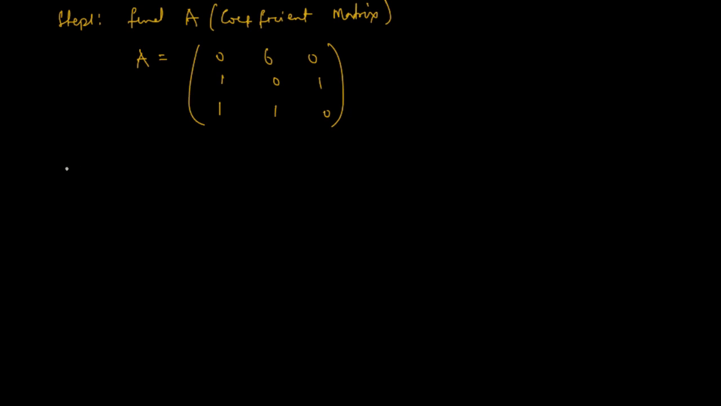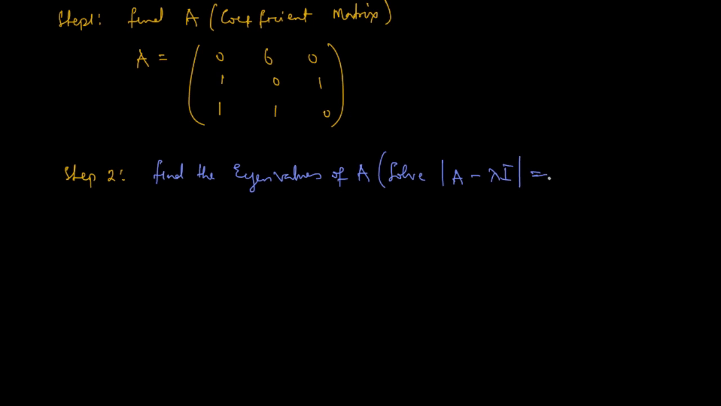Now the next step, which I'm going to call step 2, is to find the eigenvalues of A. Step 2, find the eigenvalues of A. To find the eigenvalues of A simply implies that you should solve this equation here: the determinant of A minus lambda I equals 0. That's what you want to do. Find the eigenvalues of A. So we want to solve the determinant of A minus lambda I equals 0.